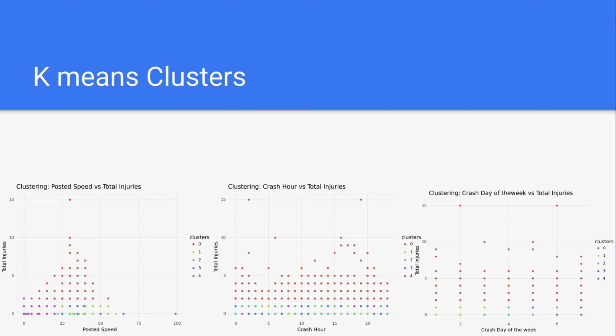For our last clustering for this question, we have the crash day of the week versus total injuries. As you can see, it's pretty even throughout with some outliers here at 15. That's terrible. That's a lot of injuries for an accident. But throughout the week, we have our commuters and we have our weekend drivers, and it seems to be about the same for everybody.